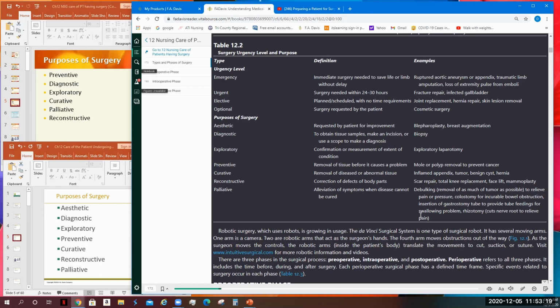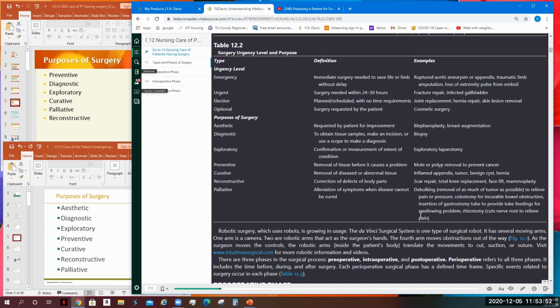There's also curative surgery, which would be removal of diseased or abnormal tissue. An example would be an inflamed appendix, a tumor, a benign cyst, or a hernia. There is also reconstructive surgery, which would be correction of defects of body parts. Examples would include a scar repair, a total knee replacement, a facelift, or mammoplasty.